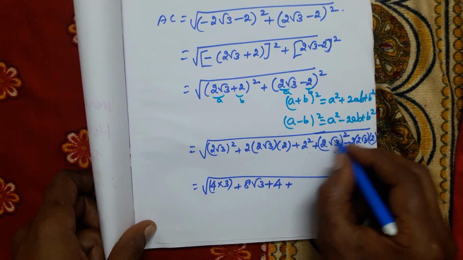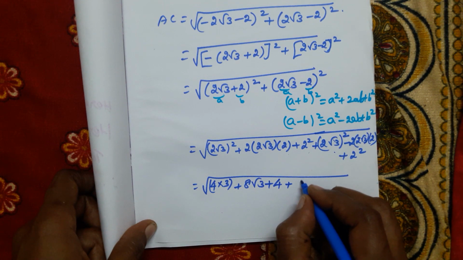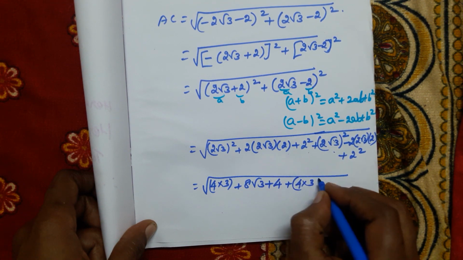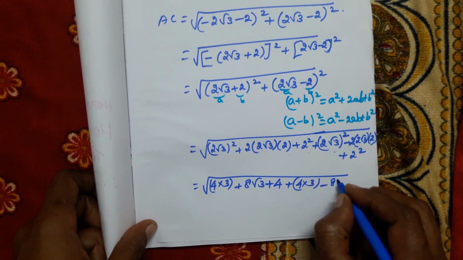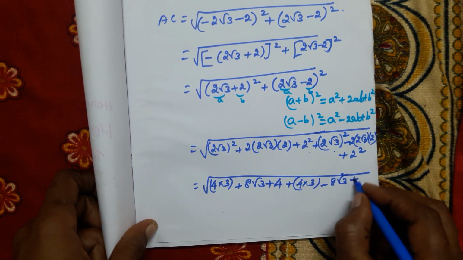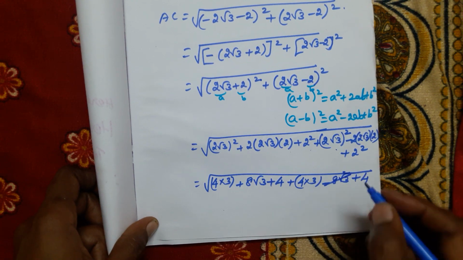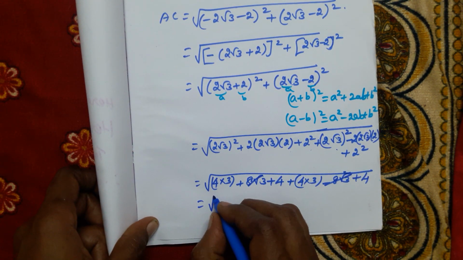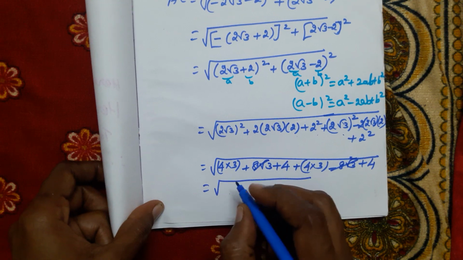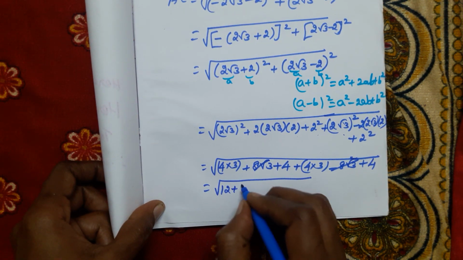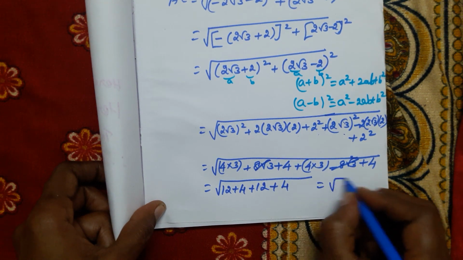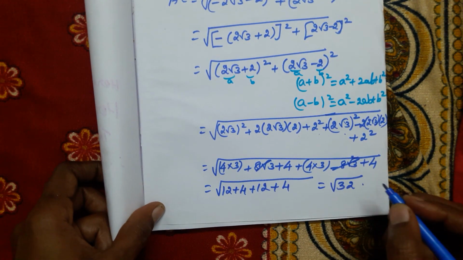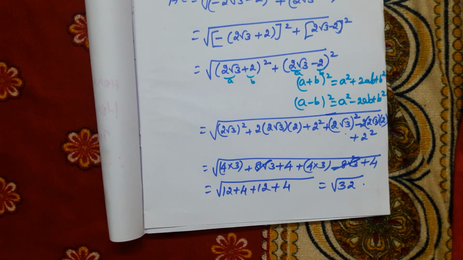Next plus 2 root 3 the whole square. 2 square is 4 into 3, minus 2 2s are 4, 4 2s are 8 root 3, plus 2 square is 4. It is cancelled. It's equal to root of 4 3s are 12 plus 4, plus 12 plus 4. It's equal to root of 32. It's equal to root 32.